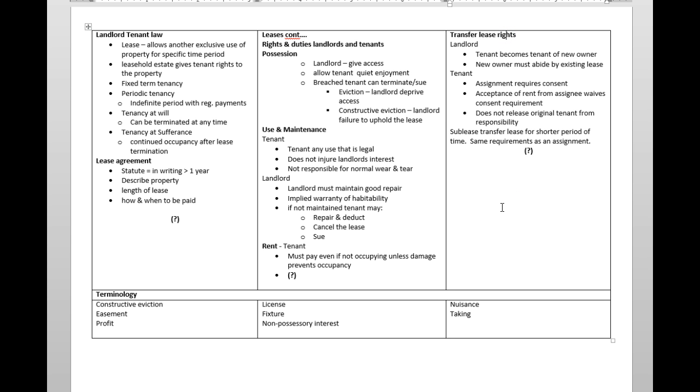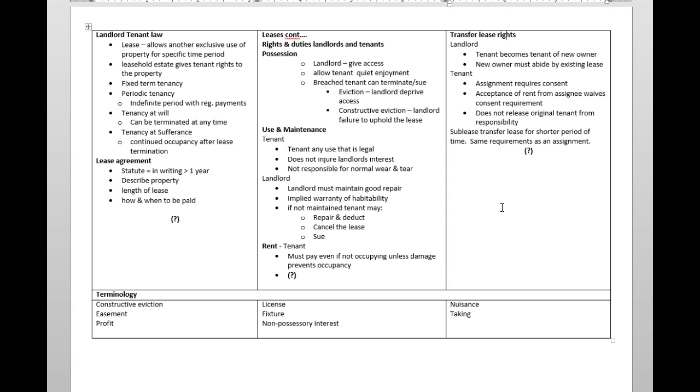So let's look at the landlord side. If the landlord sells the property and he or she still has tenants in there, the tenant becomes the tenant of the new owner, and the new owner must abide by the existing lease until that lease were to run out, and then they could rewrite a lease to their own requirements.